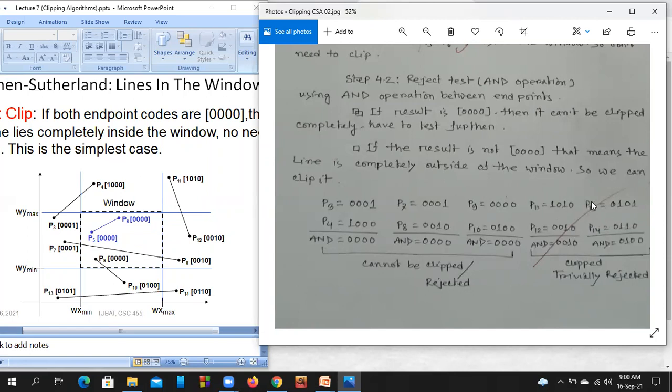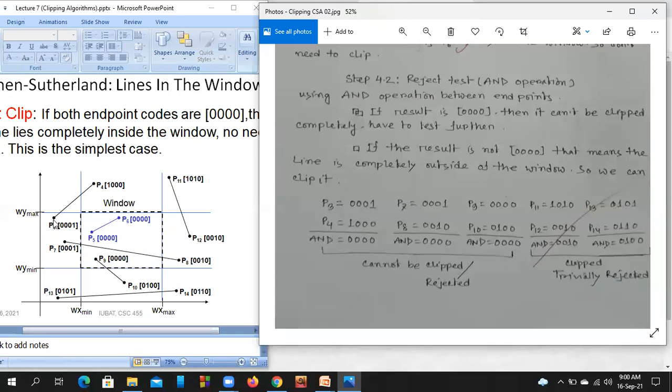And for P11 and P12, you can have that 1 1, so that you get 0 0 1 0, or this one also has 1 1, so you get 0 1 0 0. So these two lines, P11 P12 and P13 P14, are completely outside the window, so they will be rejected or clipped.